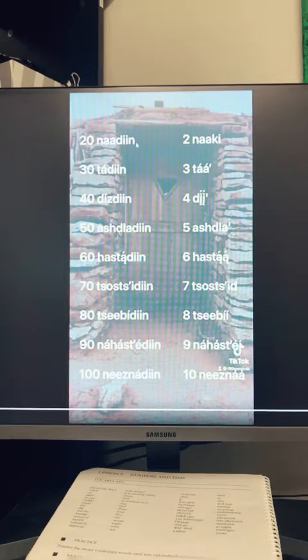Okay, from the top, one more time. Say along with me. Shitladin, nadin, tadin, dizdin, ashladin, hastadin, sosedin, tsebidin, nahastedin, neznadin. Okay, does that make sense, my explanation with the root word of each number? So that is counting in tens.